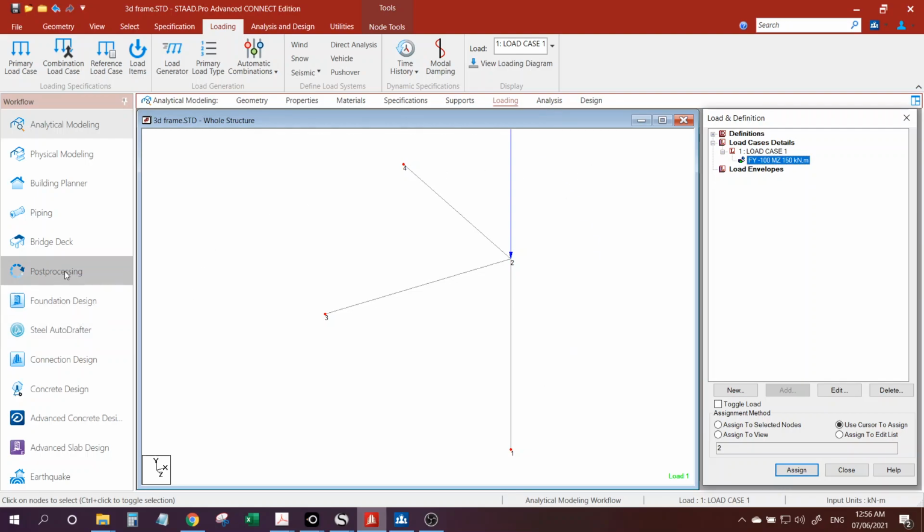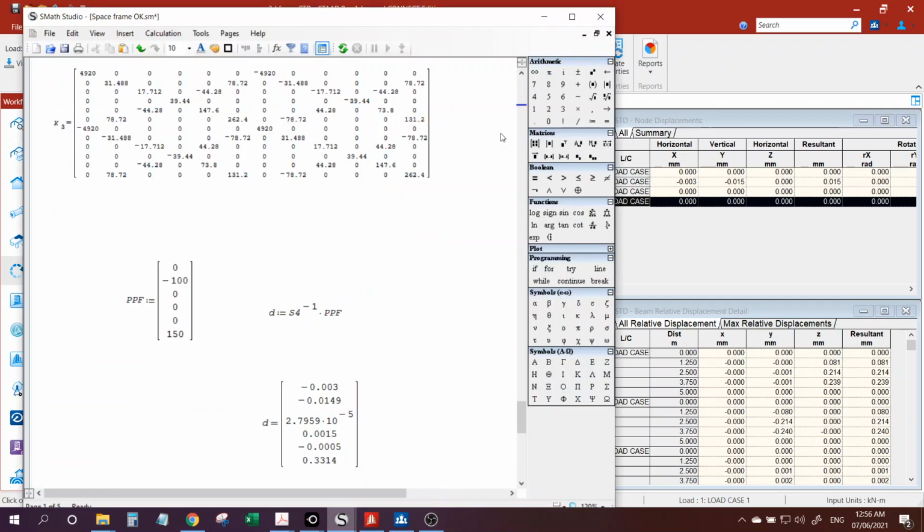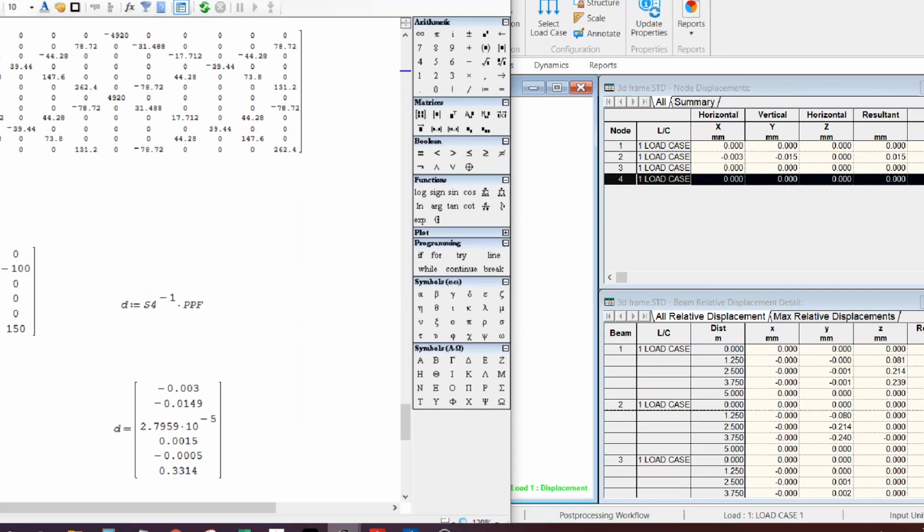Then analyze, then post process. So I get this displacement. I have 0.003 and 0.015 xy displacement. What do we get in our code? Almost the same, 0.003 and 0.015. So the z displacement is almost negligible, that's why we don't have z displacement here. The rest are rotations.